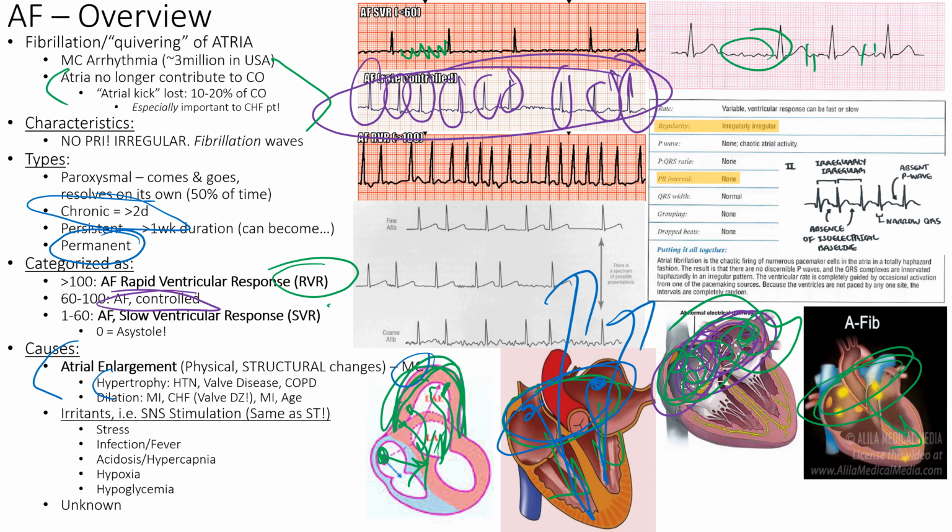So that's the idea behind AFib. There's a structural irregularity. There can be scar tissue. There can be something, a valve disease. There can be a valve that's stenosed, really tight, and now that left atrium is going to balloon out, or the right atrium might balloon out.